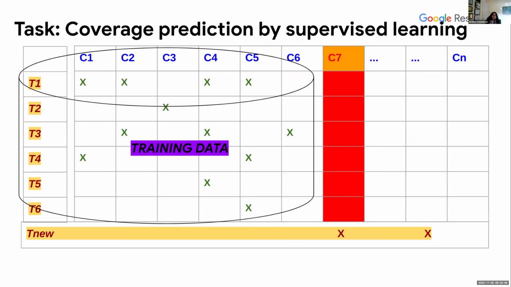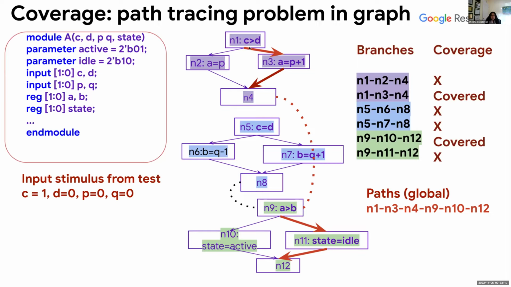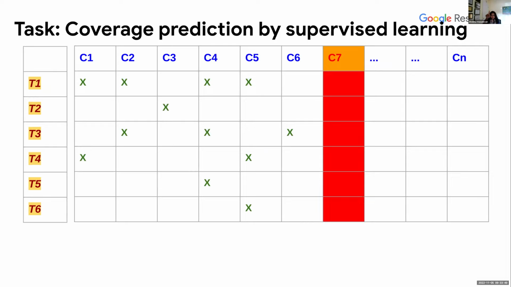And from these, for a particular cover point. So again, going back to this figure, a cover point is in this case N1, N3, N4, then N9, N10, and N12. This is the entire path, of which the cover points would be each of these nodes, because all of those are nodes that would get X's in this figure for the test that we showed here. So for this test, all six of these nodes would get an X in this figure. Okay, so those are the branch cover points.